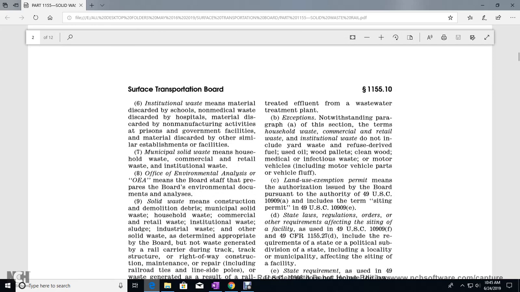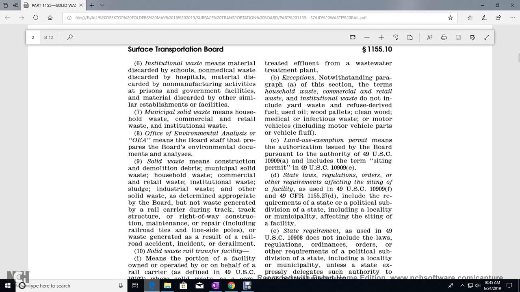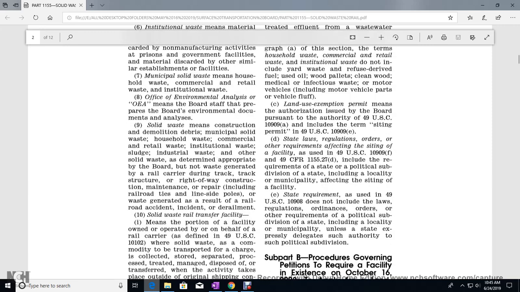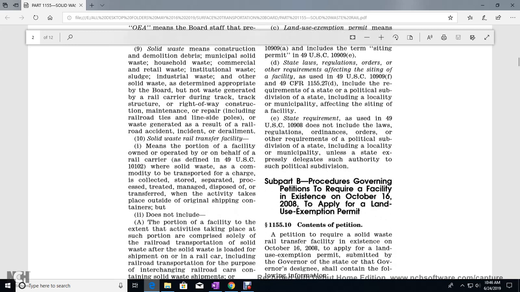Office of Environmental Analysis, OEA, means the Board staff that prepares environmental document analysis for the Board. Solid waste means construction and demolition debris, municipal solid waste, household waste, commercial and retail waste, institutional waste, sludge, industrial waste, and other solid waste as determined appropriate by the Board, but not waste generated by the rail carrier during track structure or right-of-way construction, maintenance, or repair, including railroad ties and line side poles, or waste generated as a result of a railroad accident, incident, or derailment.